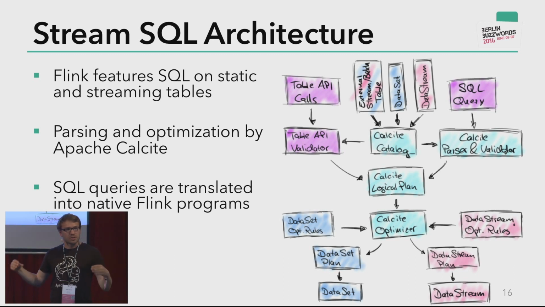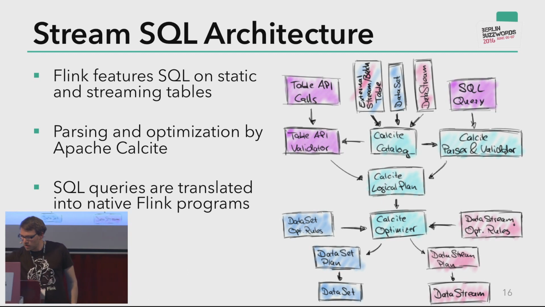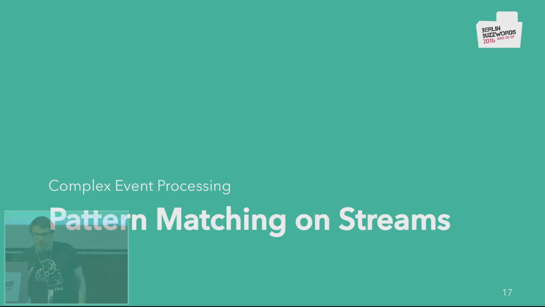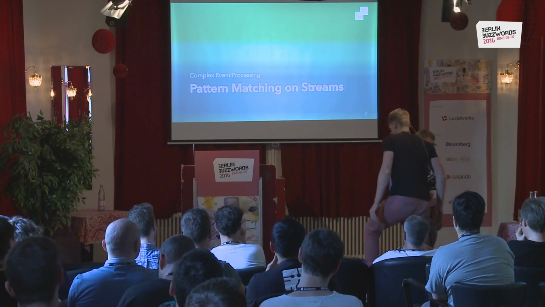we use different routes for the optimization, and then generate either a regular data set API plan or a data stream API plan. So all of this is basically compiled down to the regular Flink APIs, the data set API for batch processing or data stream API for stream processing. All right, so with this, I'm handing over to Till. He's going to talk about the CEP side and how CEP and stream SQL can be integrated.